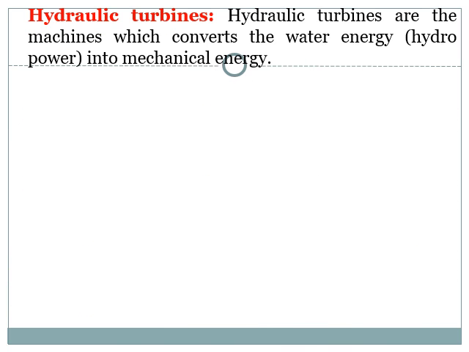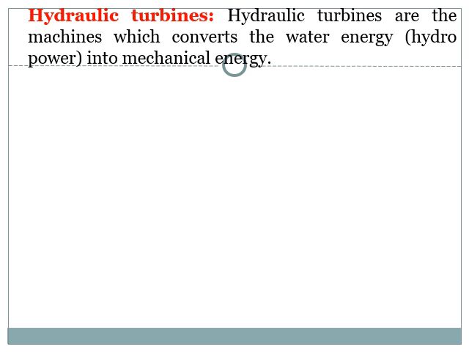Hydraulic turbines are the machines which convert the water energy into mechanical energy. These hydraulic turbines are used in hydropower stations. In hydropower stations, the energy available in the water gets converted into electrical energy. That means the hydraulic turbines are the machines or a setup which convert the water energy, also called hydropower, into mechanical energy.